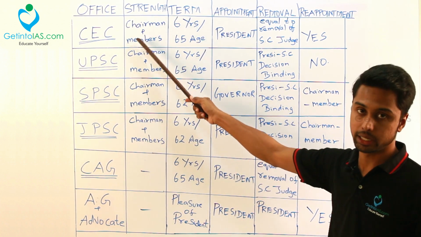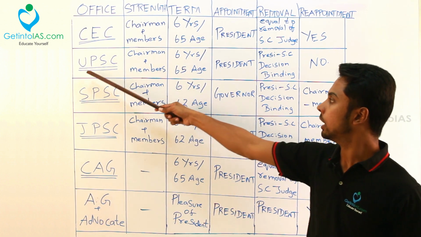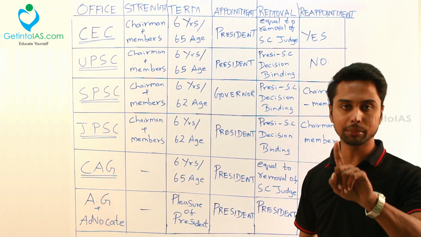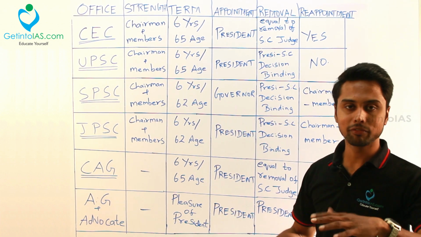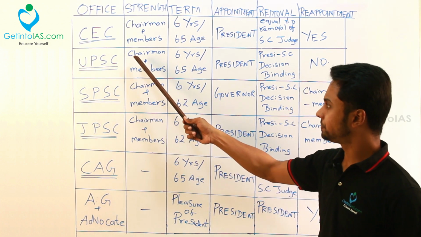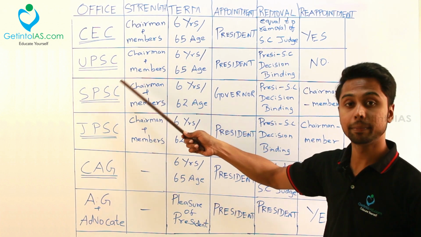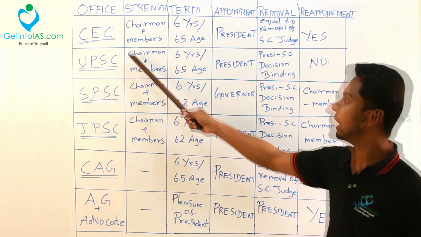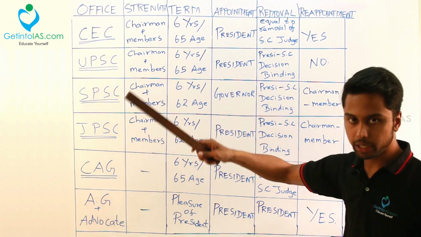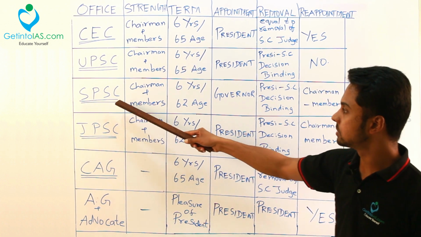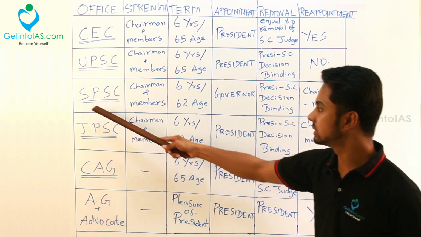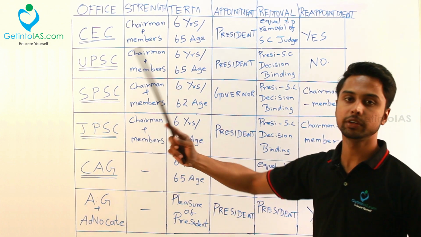The strength is fixed by the President then and there. Earlier, the Chief Election Commissioner body was a one-member body, but later the strength was changed by the President. Next, the strength of the UPSC is also determined by the President, with one chairman and some members. With respect to the State Public Service Commission, the chairman and members' strength is determined by the Governor, since it is a state body.